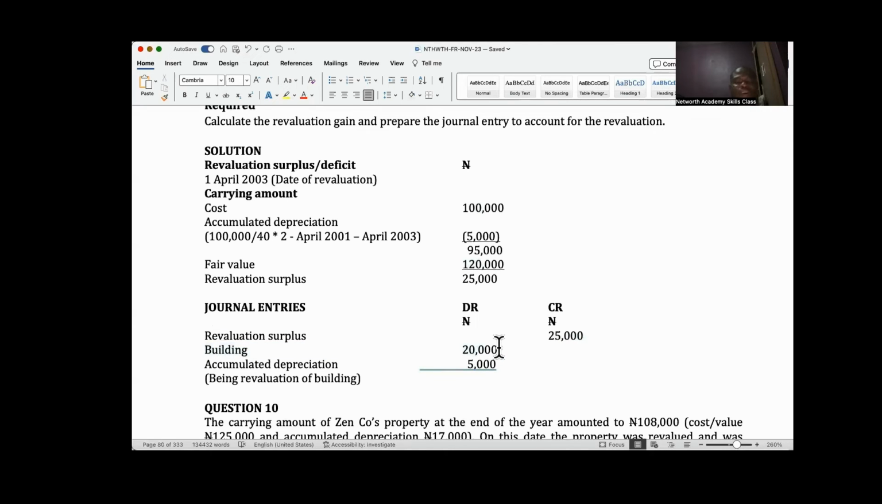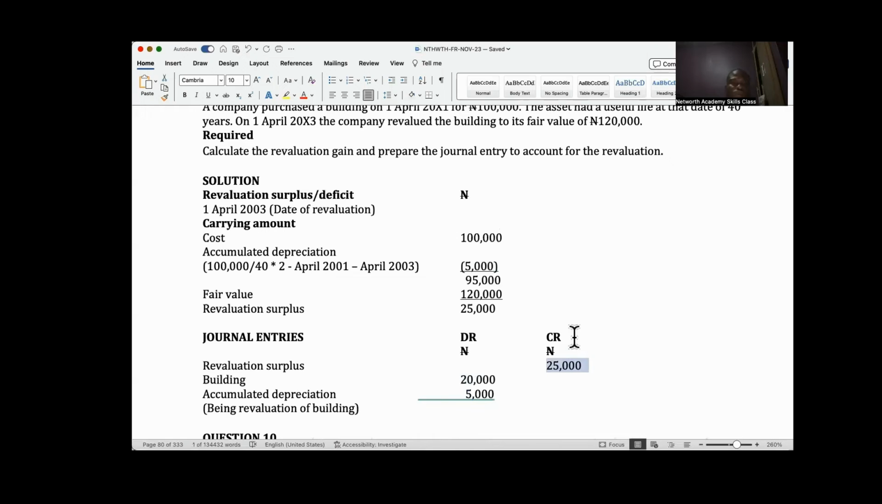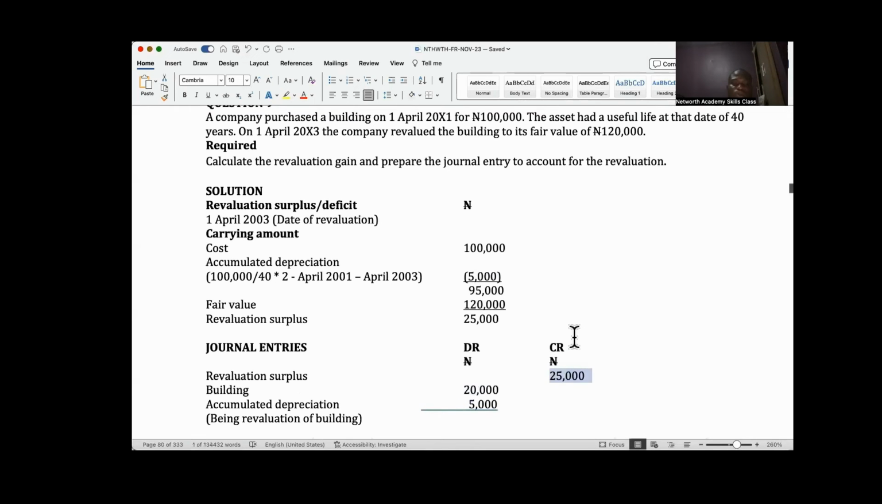And I've told you that whenever we revalue an asset, the accumulated depreciation up to the date of revaluation must be written off. The accumulated depreciation we have computed that year is already 5,000. That I will debit to cancel it out. When I do that, I will put my narration, because this is a journal entry, which is being revaluation of building. And you will see that my debit is 25,000 and my credit is also 25,000.